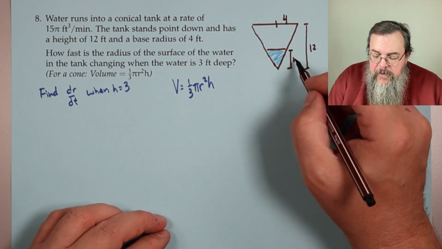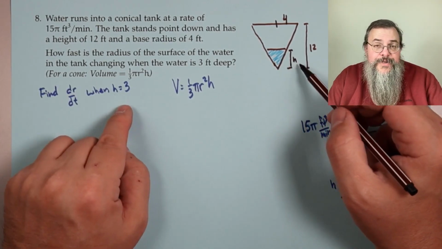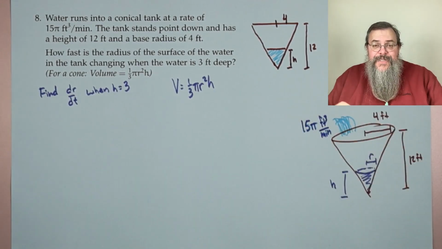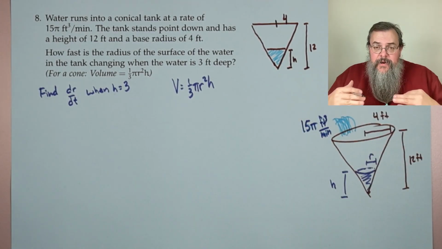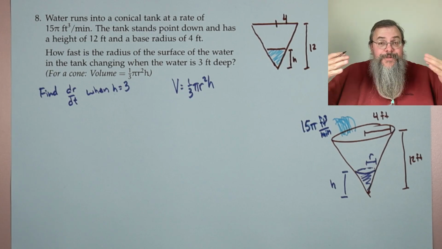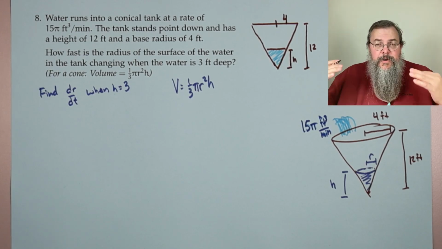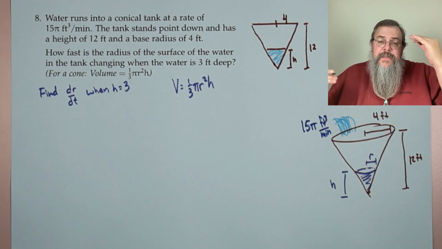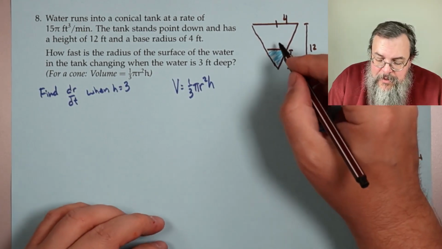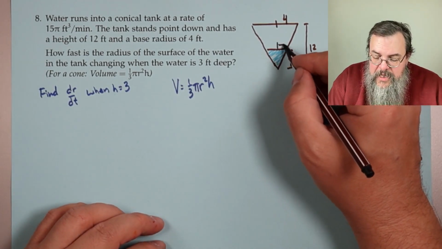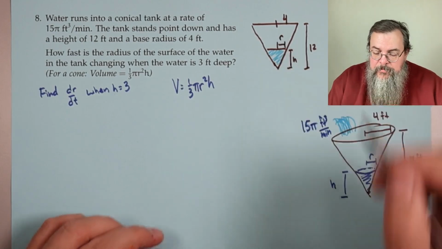I'm not calling it h equals 3 because it's a thing that's varying. When something is varying, I want to give it a variable name, because I don't want to think of it as being 3. I want to think of it as currently 3, but changing. So I want to be able to be flexible. And then here we have r.